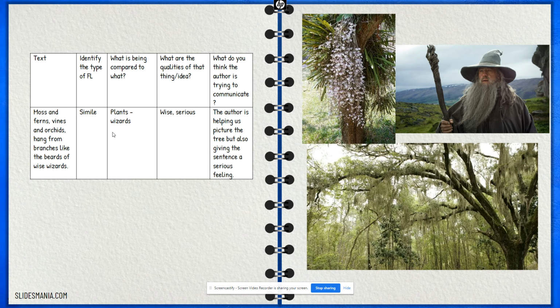And in my graphic organizer, I might fill it in like this. I've got my text here. I know that it's a simile because it's a comparison using the word like. What's being compared to what? Plants are being compared to wizards. So, what are the qualities of wizards? Well, they're wise, and it says that right there. They're really smart and wise. And they're also really serious. And so, when I think about what the author might be trying to communicate by making that comparison, the author helps us picture the tree, right? We can picture the plants hanging down and looking like beards, but it also gives the sentence a serious feeling or a serious mood. So, those are the two things the author is doing with that figurative language.